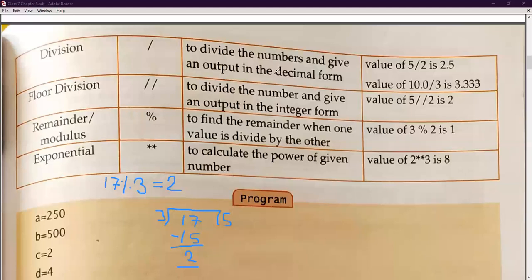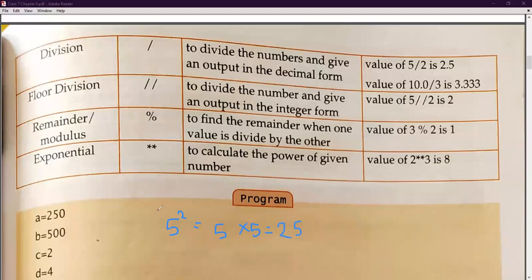Okay then. The last arithmetic operator is the exponential operator. This is very simple. I hope that you are learning about power and exponents, right? Supposingly you are calculating the square. If I'm writing 5 to the power of 2, then what will be its answer? 5 multiplied by 5, that means 25, right?